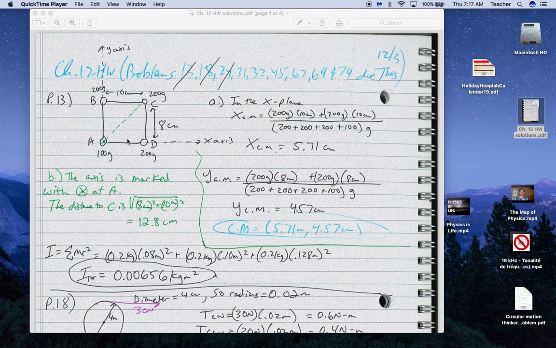So problem 13 has basically 4 point sources at different corners of a rectangle. It's a rectangle, not a square, because notice 10 centimeters width, 8 centimeters height. So it's asking you to find the center of mass. So in the x-plane, that's this plane, we take the mass of these two things and multiply it by that distance, and then divide it by the mass of the total system. So that gives us a center of mass of 5.71 centimeters to the right of the origin. And the origin is at point A.